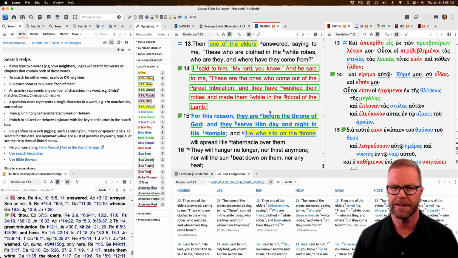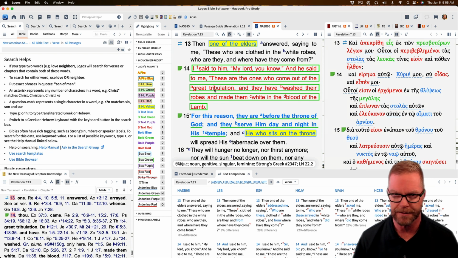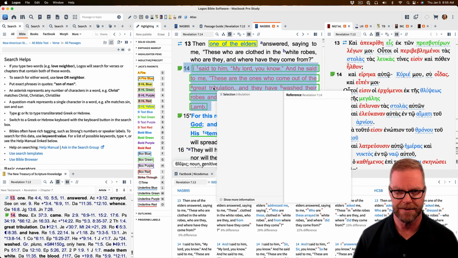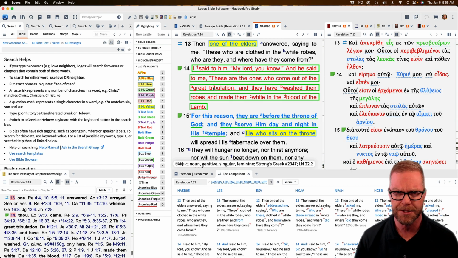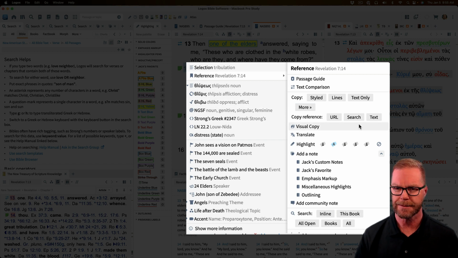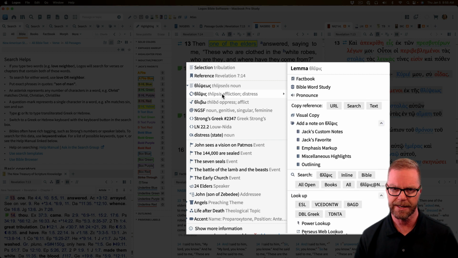So at any point here, I might say, okay, let's say I want to do a word study. And I want to look at thlipsis, or great tribulations. This is a mega thlipsis, and I want to do a word study. If I right click, and this is how Logos works, whenever you right click on a word, it gives you this panel, which is in two parts. This tells you what is selected. Do you see how this is slightly highlighted right here, the reference? I want this right here. This is the lemma. So I want to select the lemma.